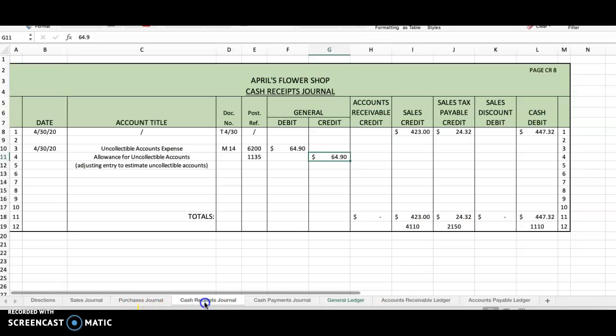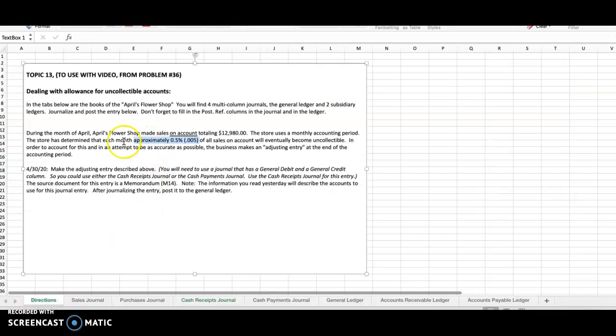Now, let's go back to the cash receipts journal. You see the account numbers were put in there, and it has now been posted. But I want to look more at how the $64.90 was calculated. The directions basically gave you the information in problem 36. So you just had to multiply it out. In reality, an accountant doesn't have directions. He or she would have to look at the information given in the books of the business.